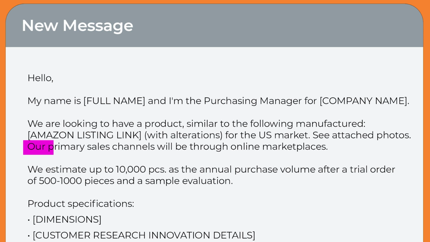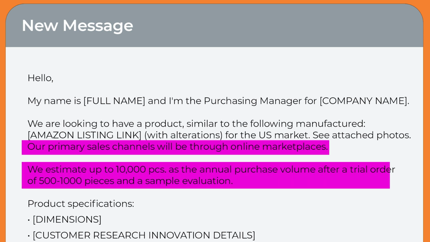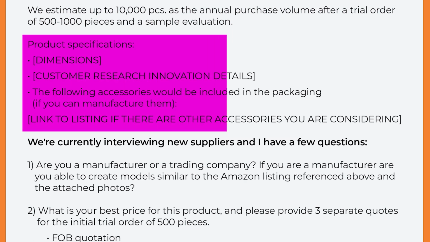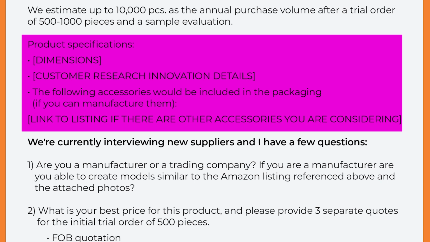Next, let them know where you plan on selling and how many units you estimate purchasing after a sample and a small trial order. But honestly, you don't have to get this right, you're just trying to let them know that you're serious about doing business with them. And then under that, lay out all of your product requirements and specifications. And just keep in mind here, you want to make this as easy as possible for the person reading, so that's why I'd recommend sticking to bullet points.